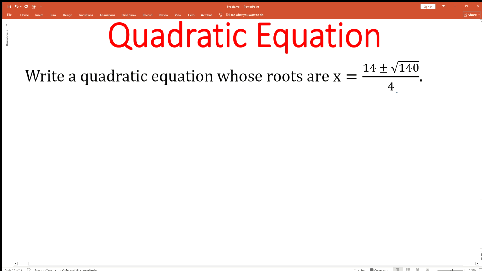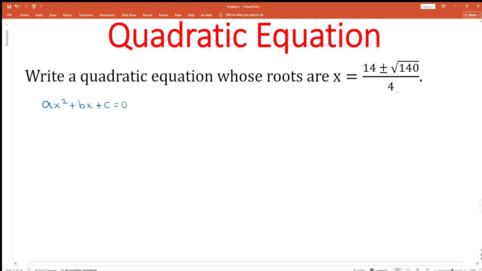The general equation in standard form is ax squared plus bx plus c equal to 0. We put 0 on the right side of this equation because in order to find roots of a quadratic equation, it should be set equal to 0. We have to find the values of a, b and c for the quadratic equation that has the given roots.